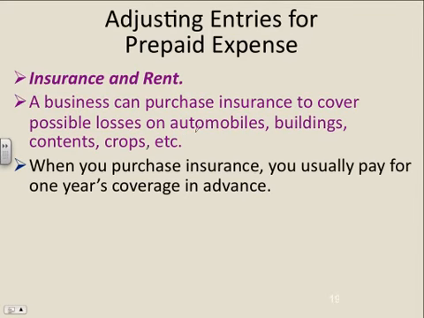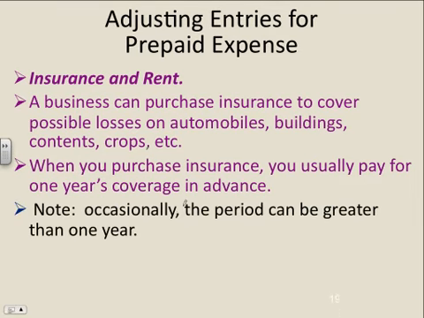So when you purchase insurance, you usually pay for 1 year coverage in advance. Sometimes you pay month to month, but when you pay in advance, this is what we need to look at right now. Keep in mind, occasionally the period can be greater than 1 year. So if you buy a 2-year insurance policy, be aware that you're going to have it for 24 months. If you buy a 1-year policy, you're going to have it for 12 months. This is going to be really important when we do the adjustment.